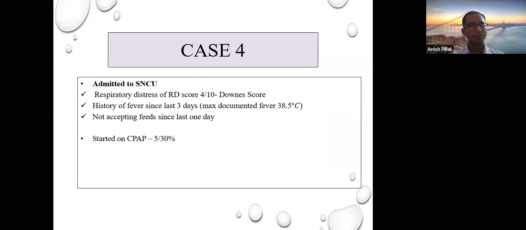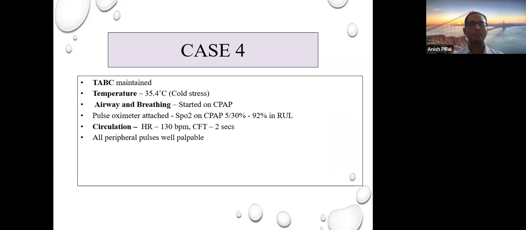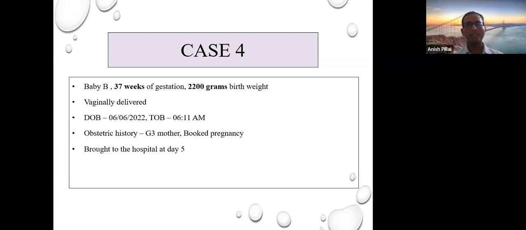The baby is on CPAP, 30% and 5 PEEP. Airway, breathing is maintained, but the baby is in cold stress, started on CPAP, and with CPAP, slowly the oxygen has come up to 92%. Circulation is good, peripheral pulses are well palpable. So the first question is, is this early onset or late onset? When has the baby come? Baby has come on day 5.